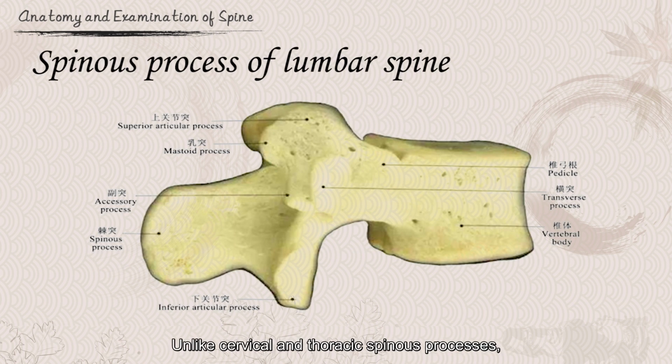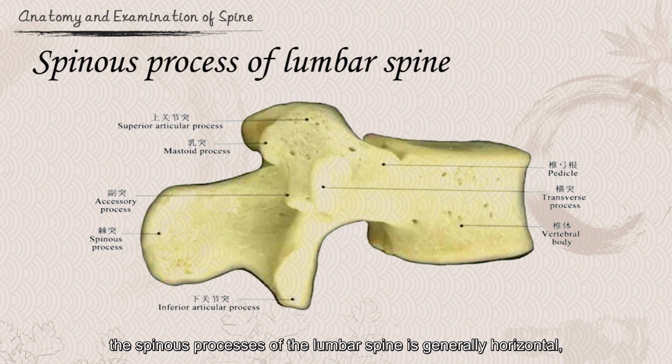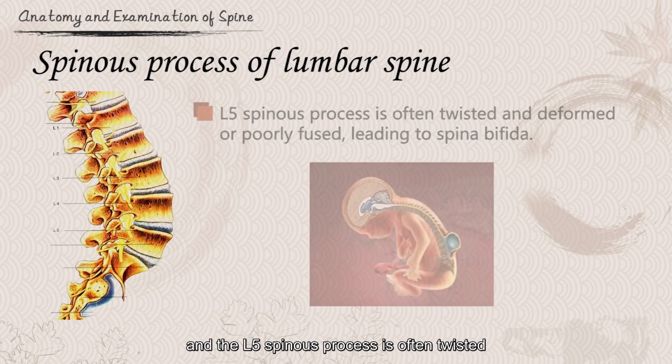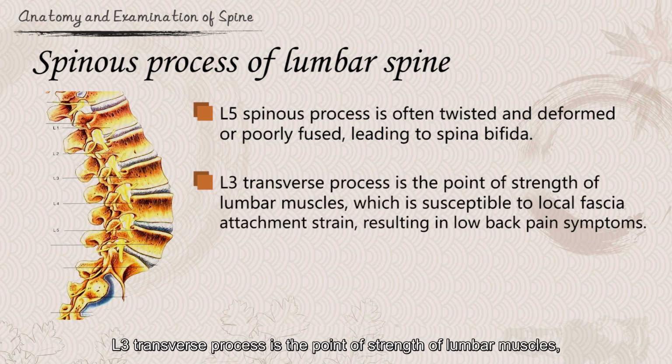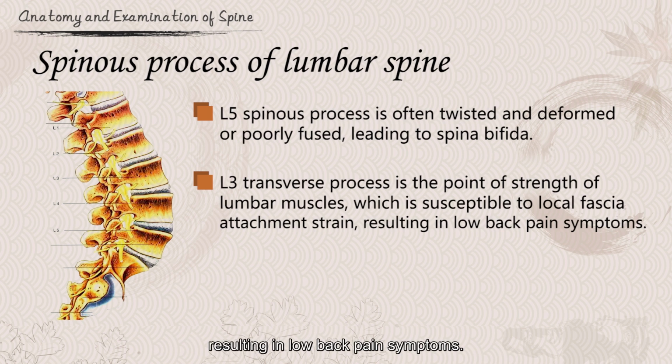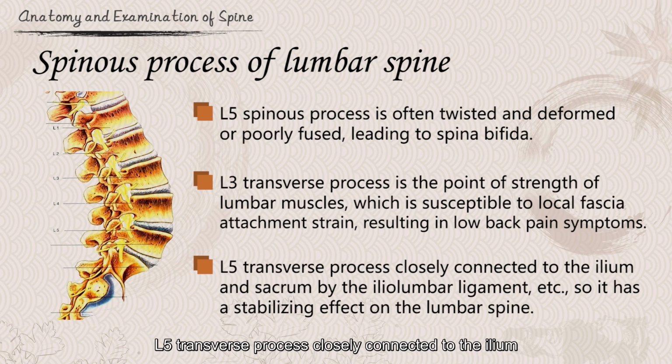Unlike cervical and thoracic spinous processes, the spinous process of the lumbar spine is generally horizontal, and L5 spinous process is often twisted and deformed or poorly fused, leading to spina bifida. L3 transverse process is the point of strength of lumbar muscles, which is susceptible to local fixation attachment strain, resulting in low back pain symptoms. L5 transverse process is closely connected to the ilium and sacrum by the iliolumbar ligament, so it has a stabilizing effect on the lumbar spine.